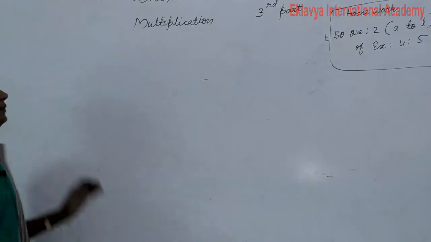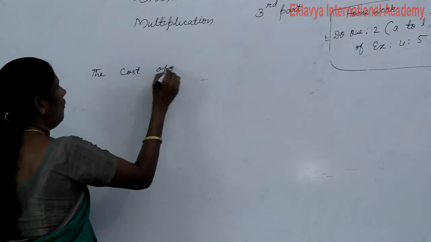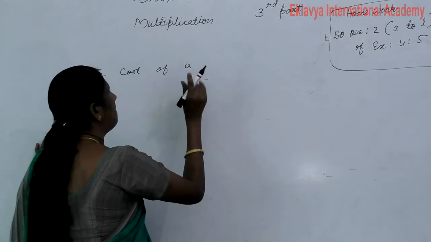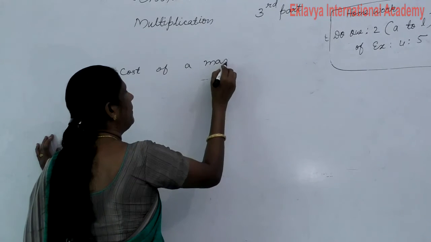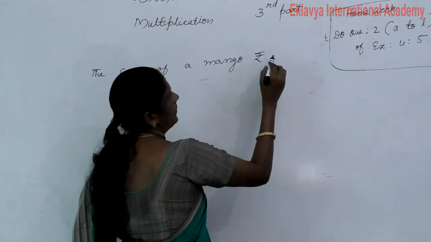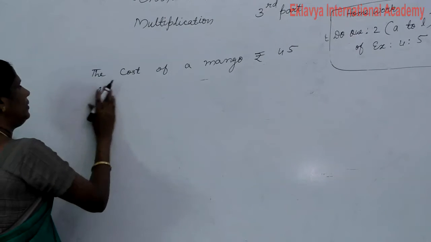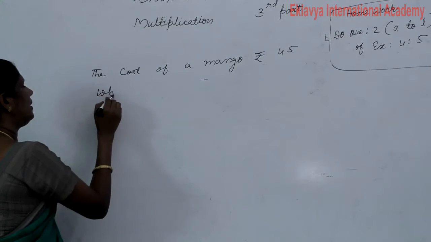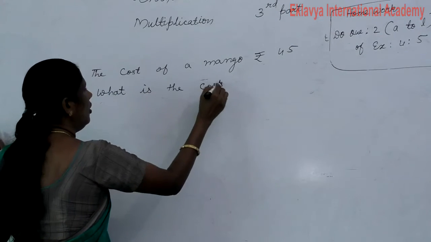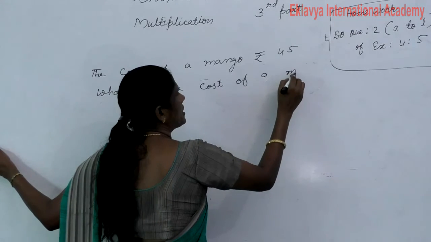The cost of a mango is rupees 45. Find the what? What is the cost of 9 mangoes?